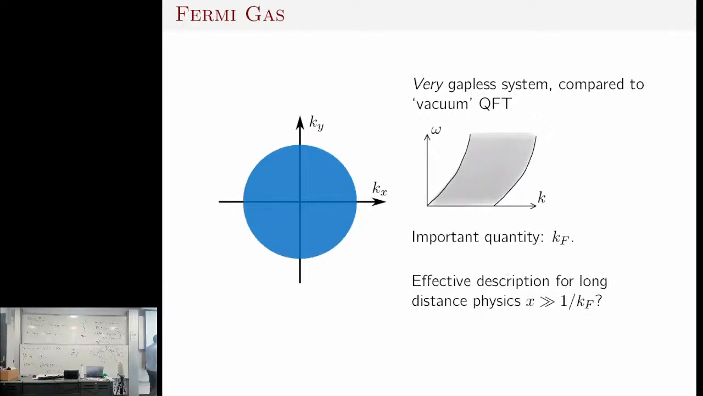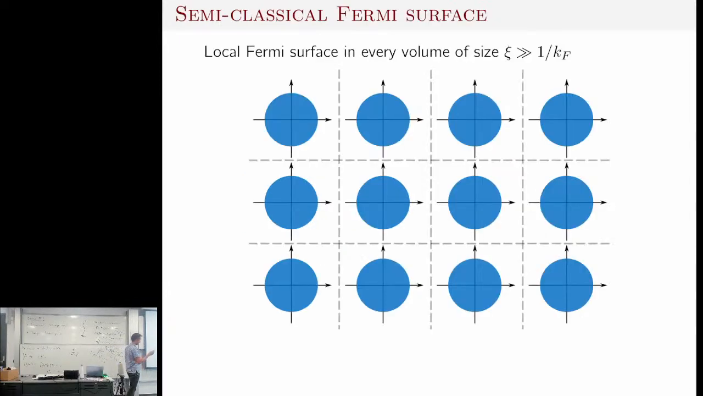As I mentioned before, there's an important dimensionful quantity in this problem, the Fermi wave vector, which begs the question of whether there's an effective description for this system at distances long compared to 1 over kf. And indeed there is. If you imagine you have a Fermi liquid in this room, you can separate this room into a bunch of boxes, each of which are still much bigger than 1 over kf. And since they're all much bigger than 1 over kf, you can still define a smooth Fermi surface. We're still in the thermodynamic limit for each of these boxes.